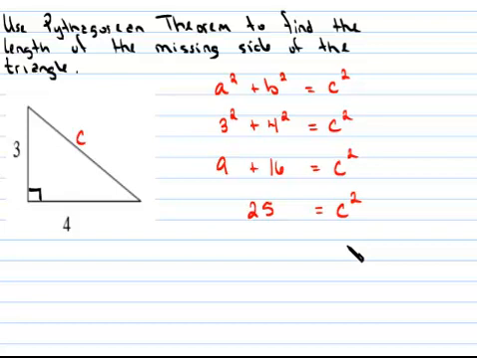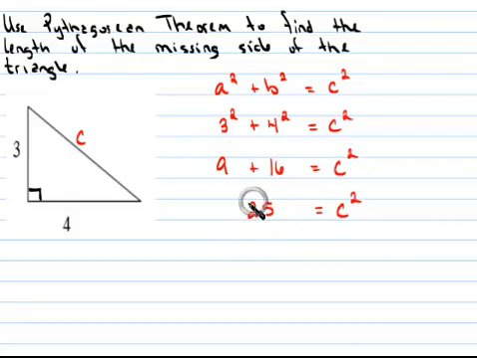Now, please don't make the common mistake students make, which is telling me that this side is 25. This side is not 25. What we know is that this side squared would be 25. So what number squared is 25? The answer would be 5.